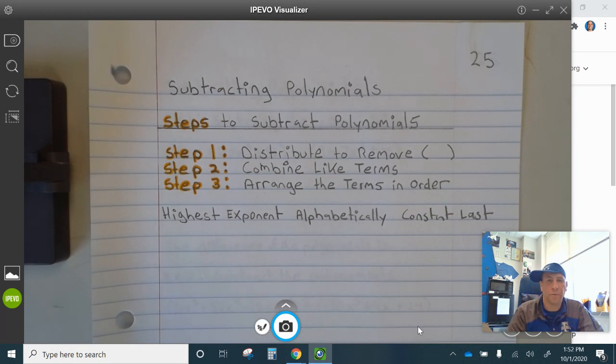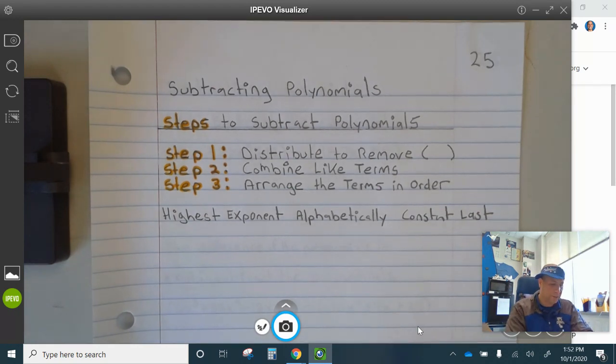Steps to subtract polynomials. Step 1, distribute to remove the parentheses. Step 2, combine like terms. Step 3, arrange the terms in order, from highest exponent, alphabetically, and constant last. Okay, if you would update that note page.